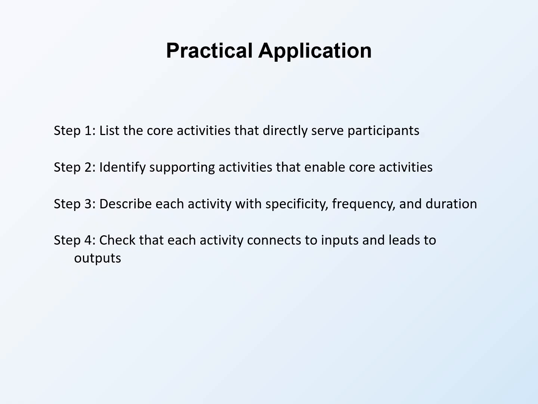Step 3. Describe each activity with specificity, frequency, and duration. Move beyond vague descriptions to concrete implementation details. How often, for how long, in what format. Step 4. Check that each activity connects to inputs and leads to outputs. Trace the logic chain. This input enables this activity, which produces this output. If connections are unclear, your logic model needs refinement.